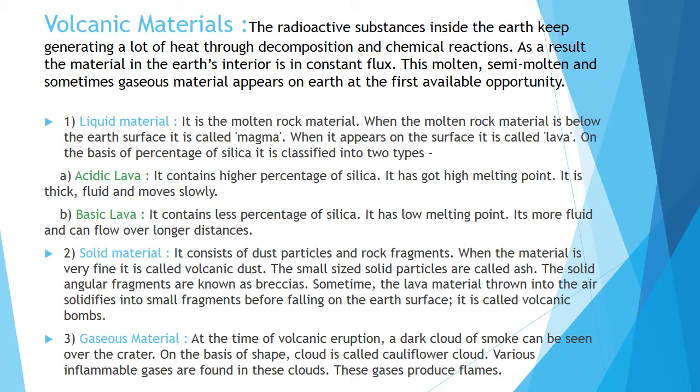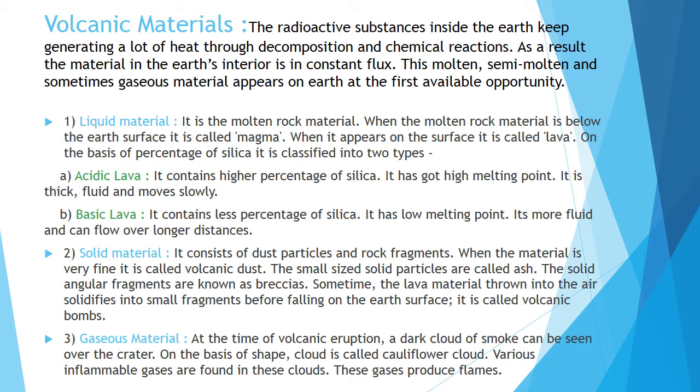In acidic lava, the percentage of silica is very high. The melting point is also high. It is very thick, and because of the thickness, the lava moves slowly. Opposite to that is the basic lava. In basic lava, the percentage of silica is very low, the melting point is also low, and as the fluid is not much thick, it can flow fast and cover a long distance. Now let us study the solid materials.